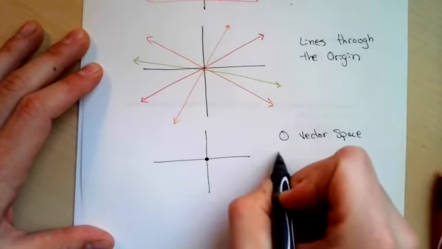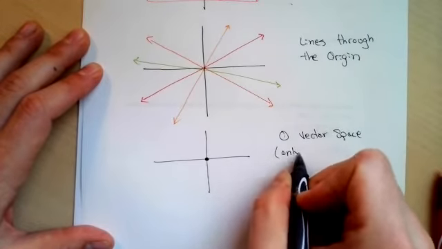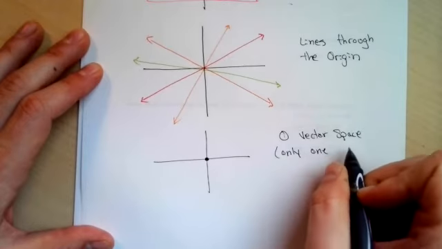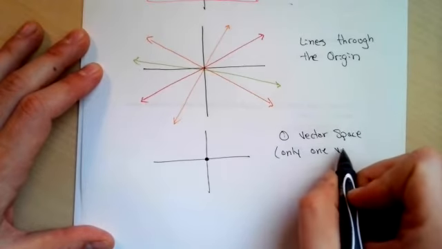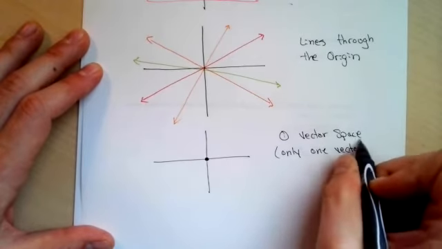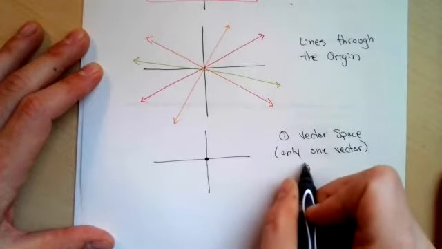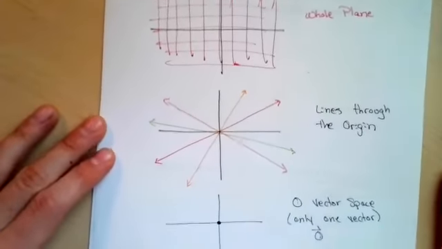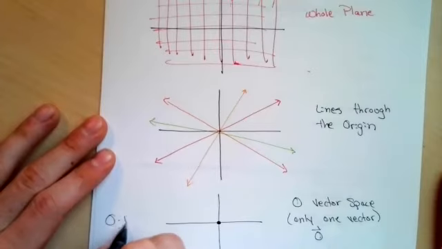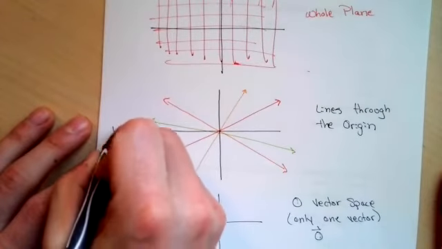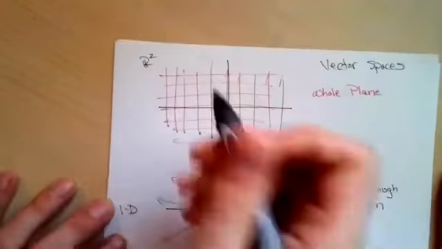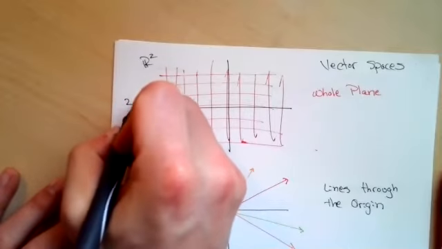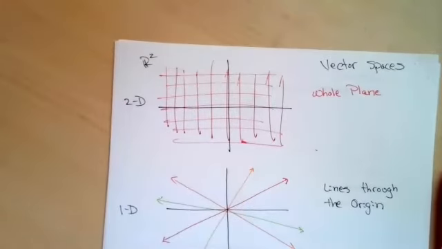It's only one point, we should say one vector. Namely, it consists only of the 0 vector. So this is 0-dimensional. These are all 1-dimensional vector spaces. And then in R2, the entire plane is a 2D vector space.